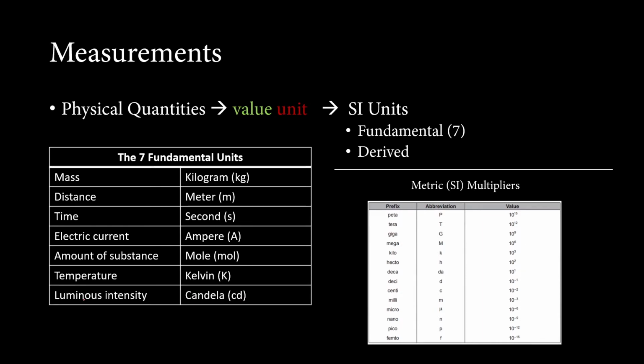It's handy to know that it exists and that there are 7 fundamental units, but in IB, you only cover 6. So the fundamental units are mass, distance, time, electric current, amount of substance, and temperature, and they're all denoted by kilogram, meter, not kilometers, meters, seconds, ampere, mole, and Kelvin, not Celsius or Fahrenheit.